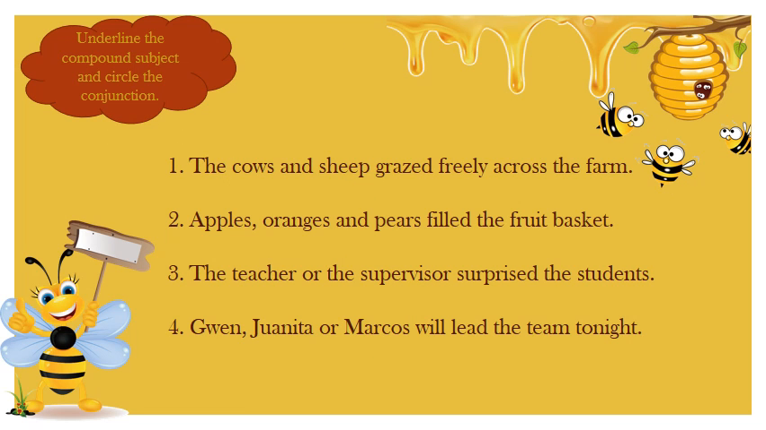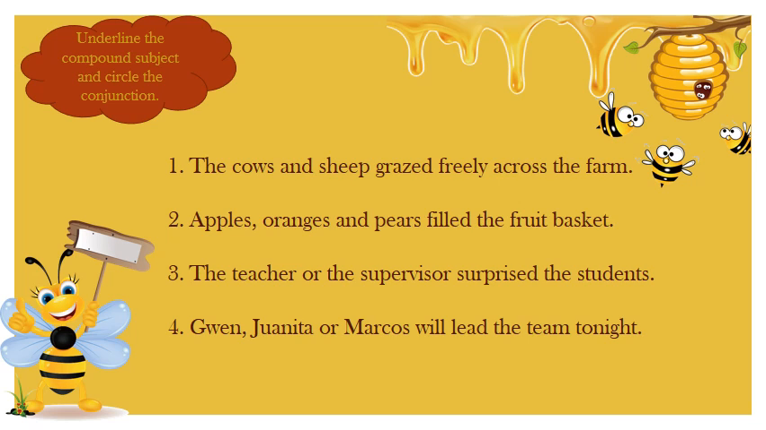Okay, you want to practice compound subjects and compound predicates. Why not? Let's practice. Underline the compound subject and circle the conjunction. Here I have to underline the compound subject and circle the conjunction that I used to make a compound subject. Number one, the cows and sheep grazed freely across the farm.